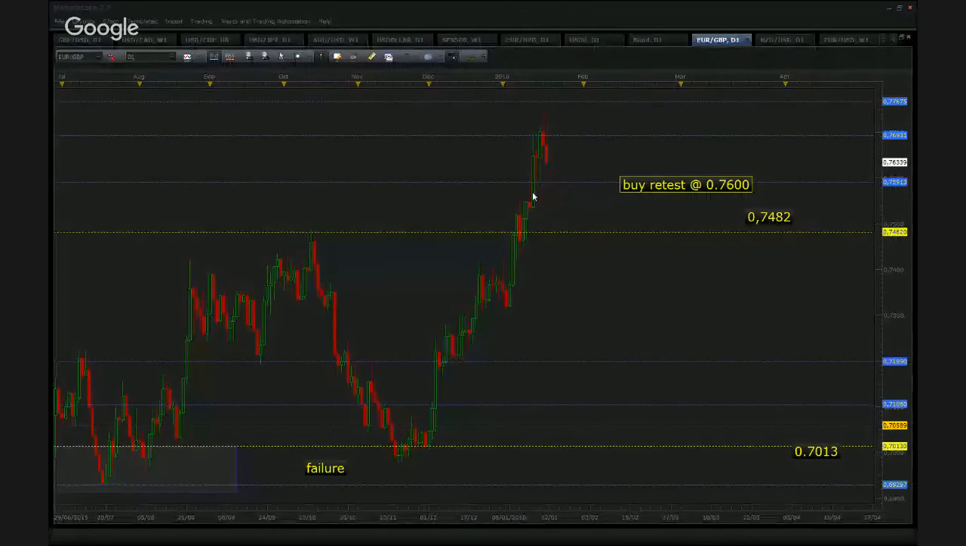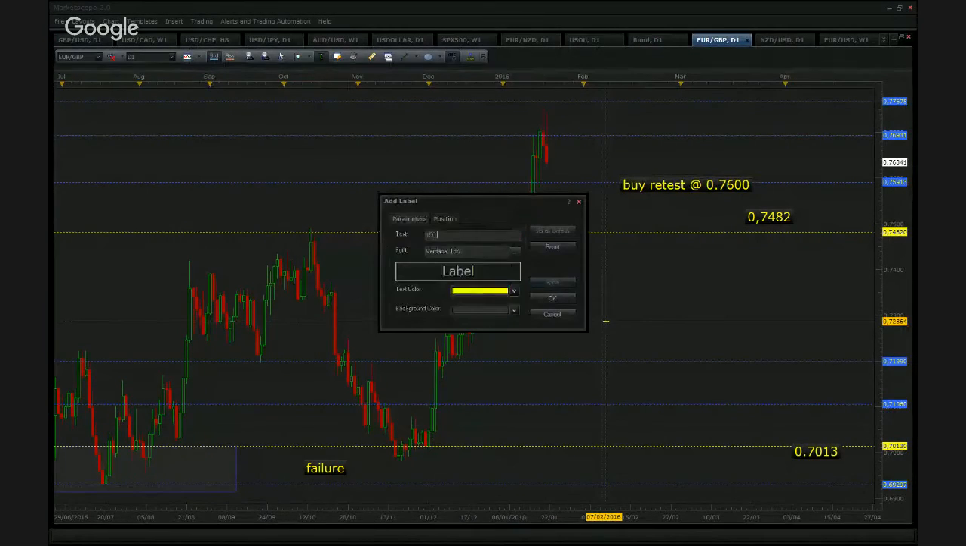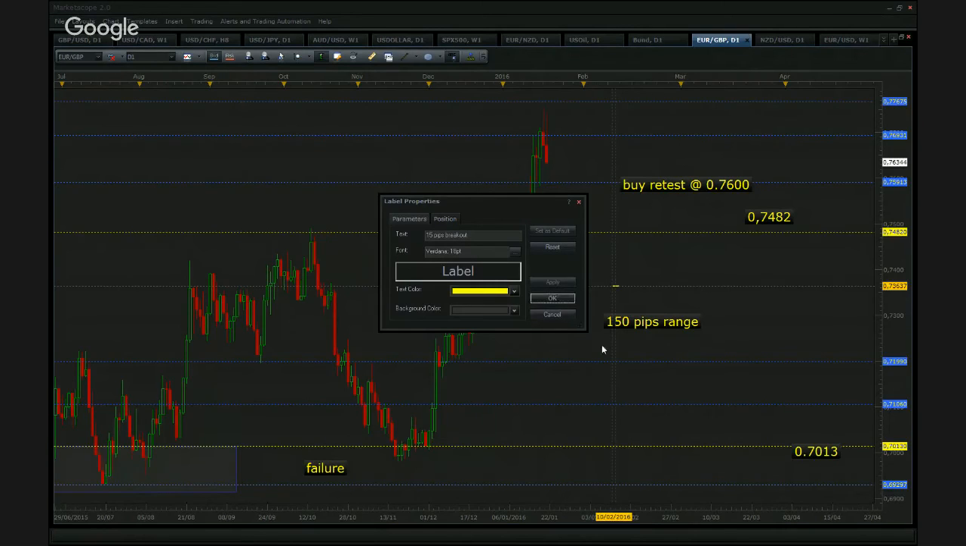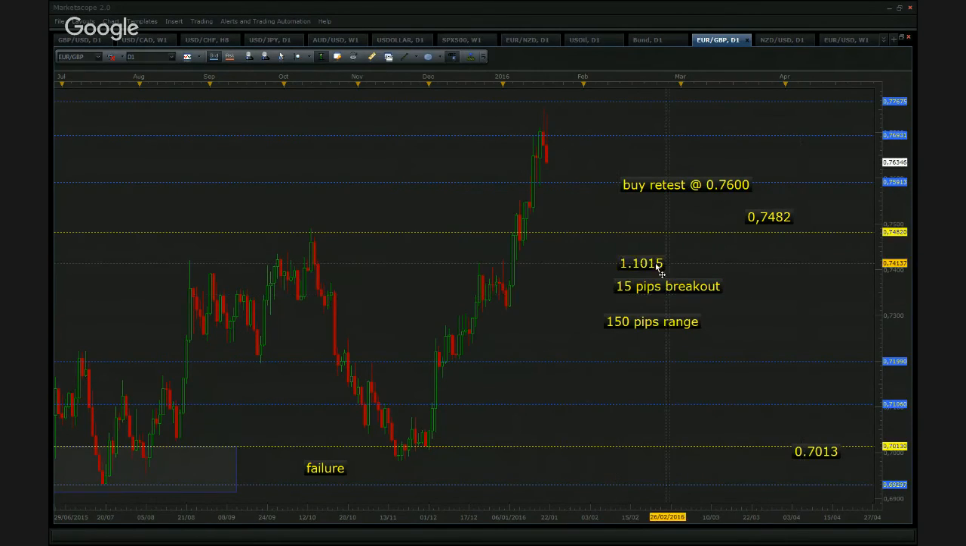So for example, if in euro dollar the range is 150 pips over the last 10 days, I will wait for a 50 pips breakout. So if my level is to go long above 110, I will go long at 110.15. That is where I go, my entry, my breakout.